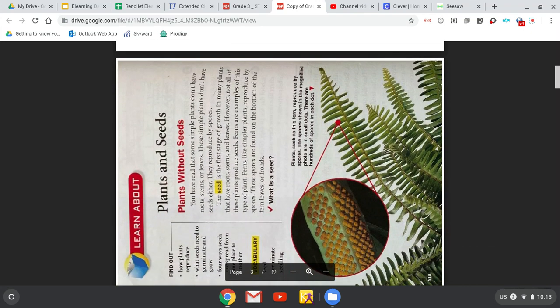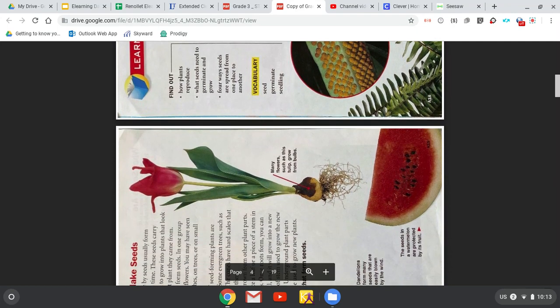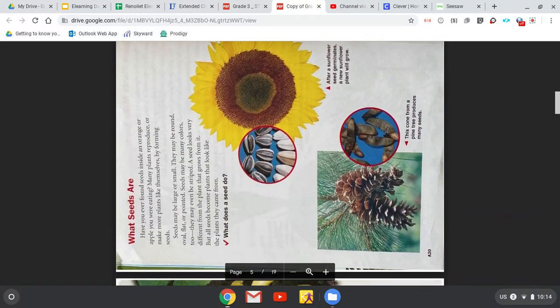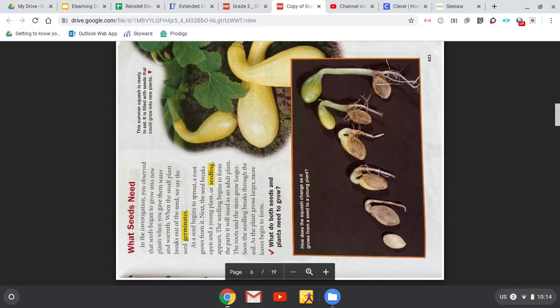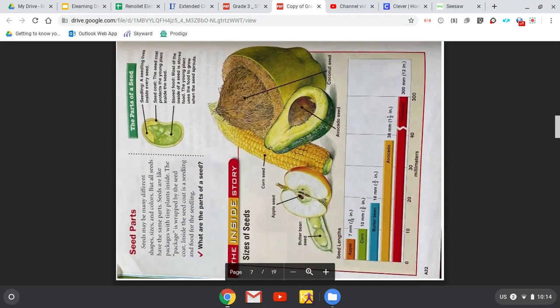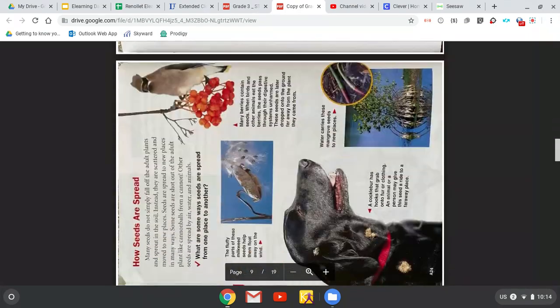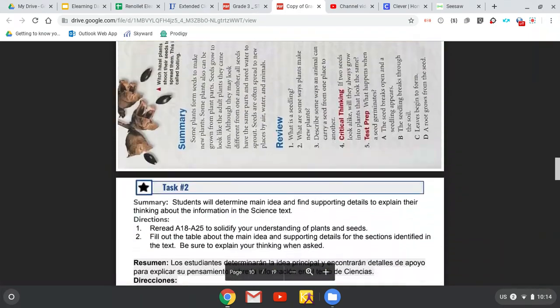This is what it looks like. It's called Plants and Seeds. I noticed there's some really cool photographs here. This text looks very interesting to me, and I love how many photographs there are. So I think you will really enjoy this text. So today your job is to read this text and understand it.